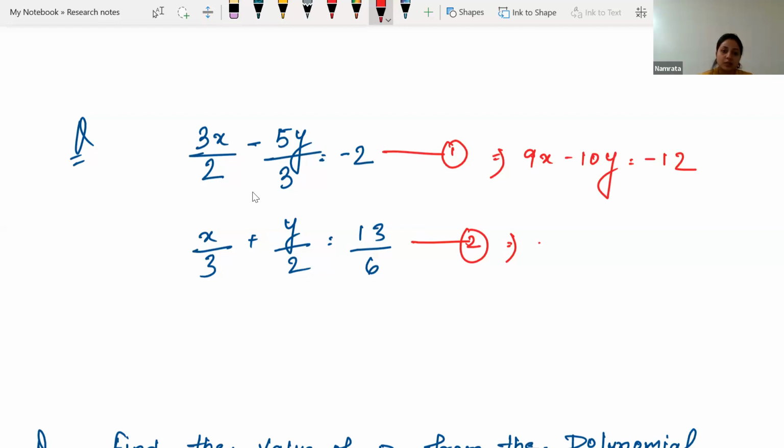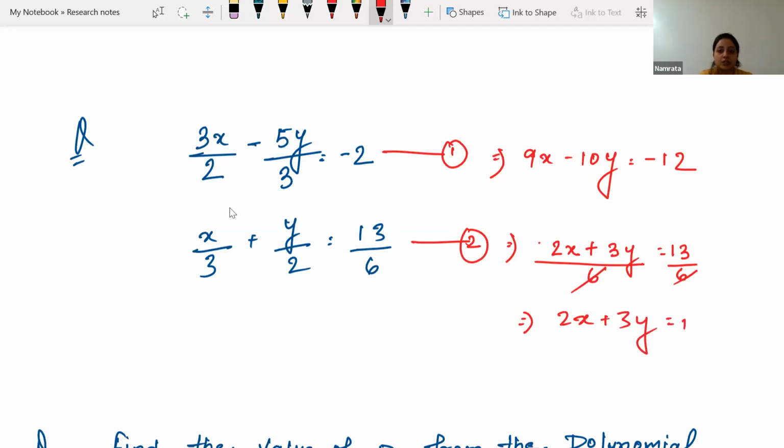If we take the LCM of 3 and 2, it will be 6. So here it will come twice x, here it will come thrice y is equal to 13 over 6. Can you see it? Yes. So 6 and 6 will get cancelled out and we will have at last twice x plus thrice y is equal to 13. Right, Arya? Yes. So you are on the correct track, but be careful with the simplification or the calculation. Okay?